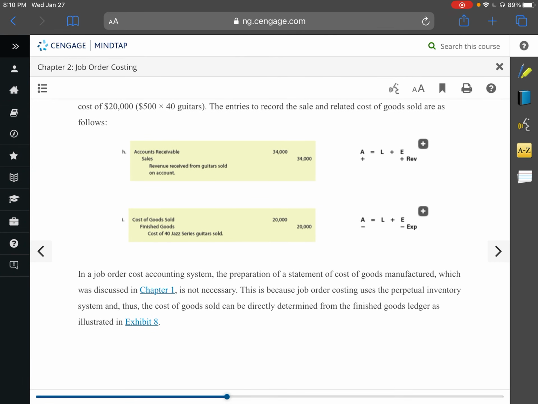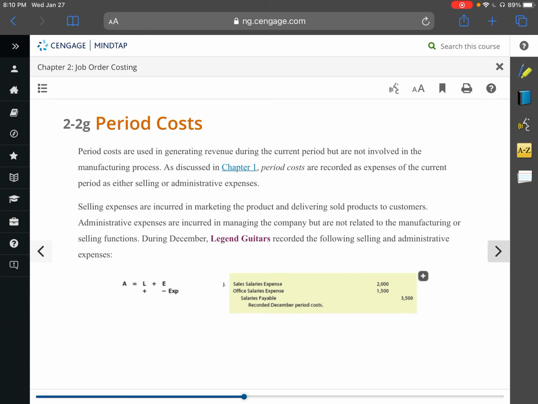Okay? So in a job order cost accounting system, the preparation of a statement of cost of goods manufactured is not necessary. And that's because job order costing uses a perpetual inventory system. So the cost of goods sold can be directly determined by looking at the finished goods ledger. So it saves you a couple of steps.